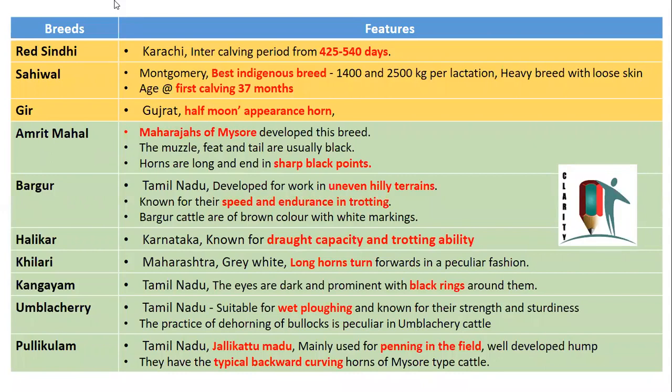This way, you need to remember the extraordinary feature if some breed has one. ठीक है, इस तरह से आपको याद रखना है. गिर से पता ही चल रहा है आपको कि गिर का ओरिजिन गुजरात होगा. And it has half moon shaped, okay, horn. So these are some of the important features that you must remember.